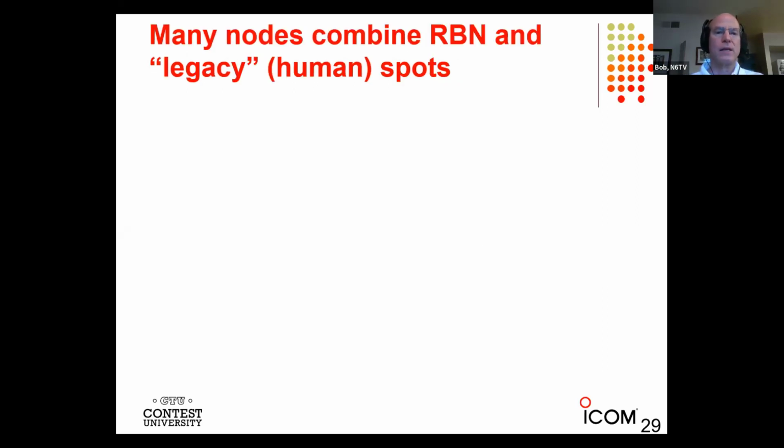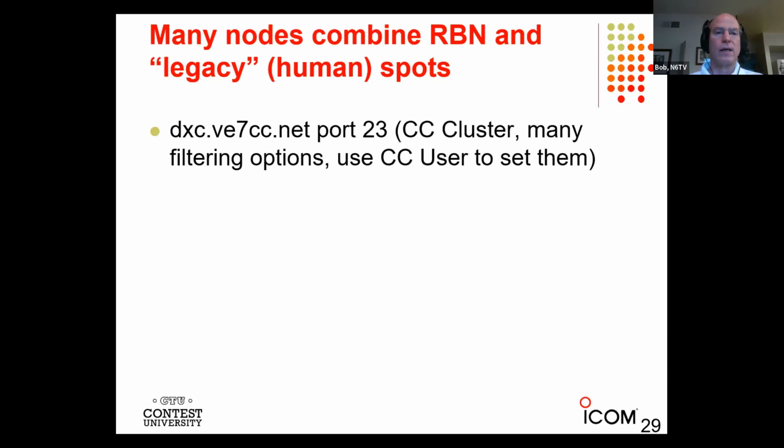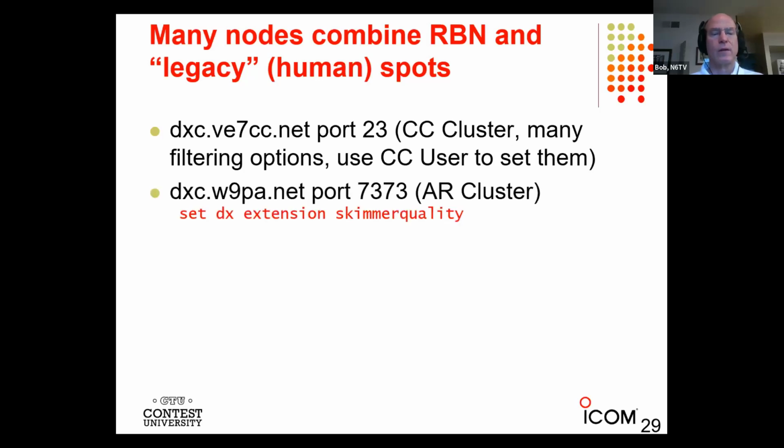So there's some spots, again, that combine the RBN with the legacy human spots. Obviously, the VE7CC main cluster node, there's a few other shadows of that you can connect to. W9PA has a very good high-speed spotting system connected straight to the RBN.